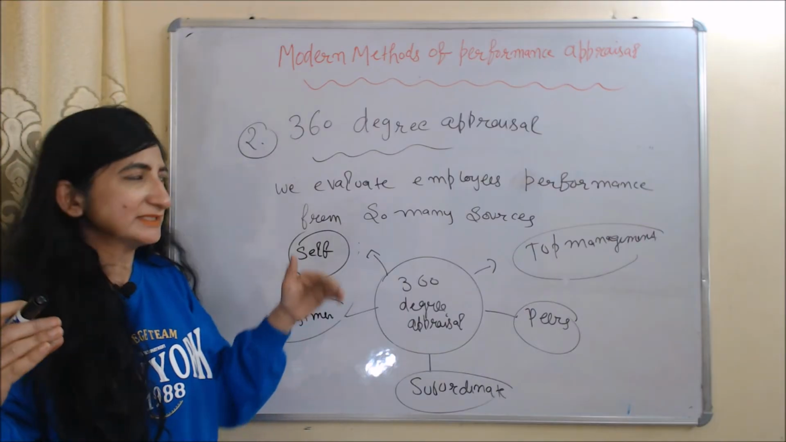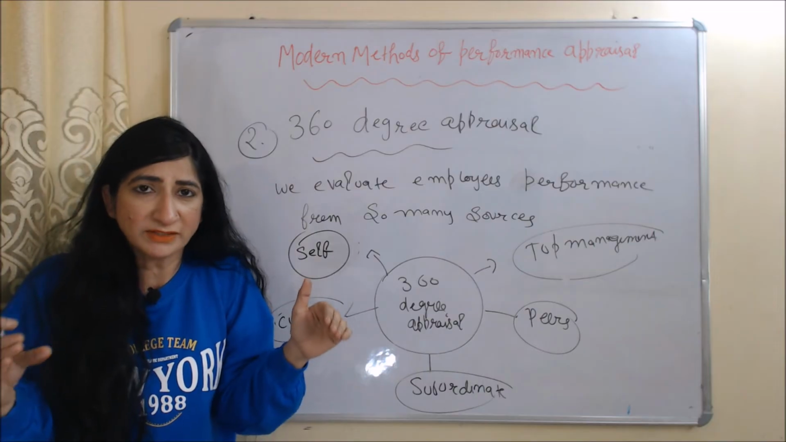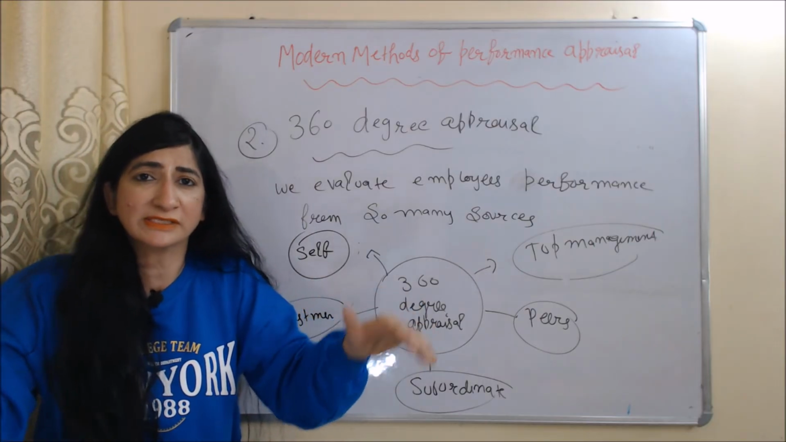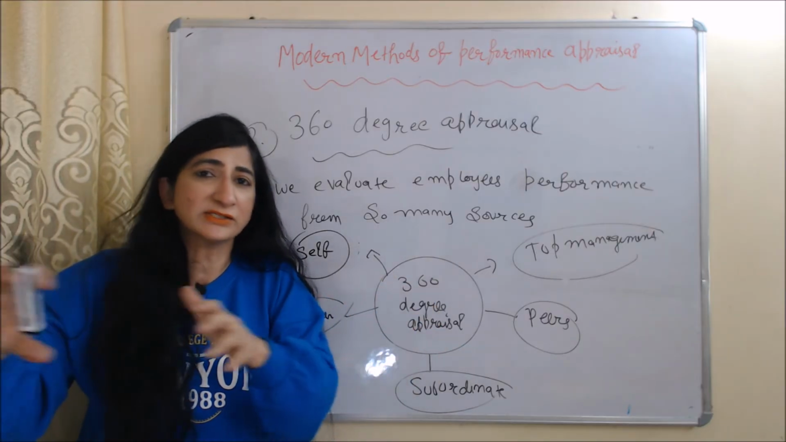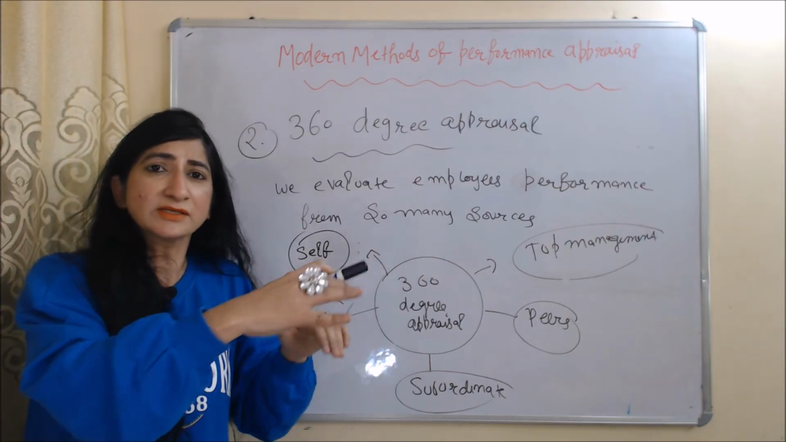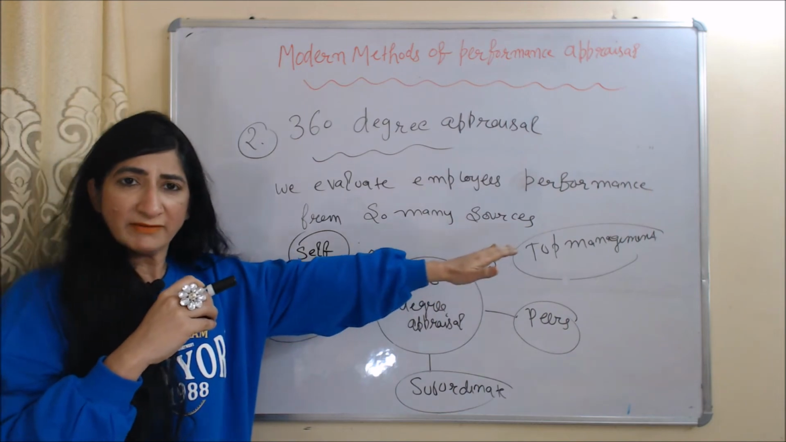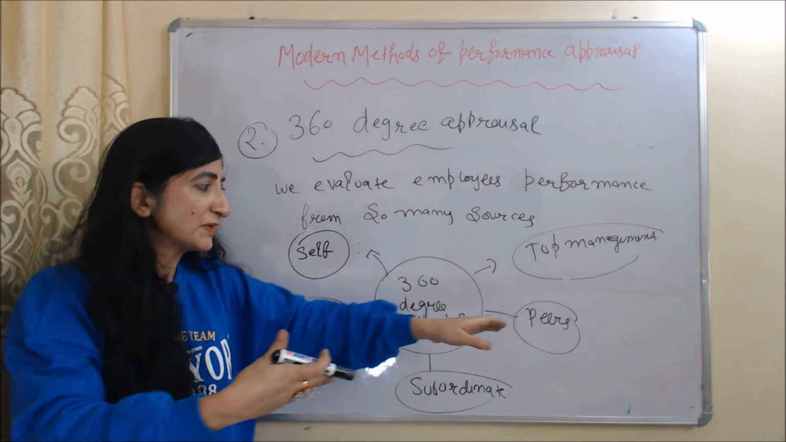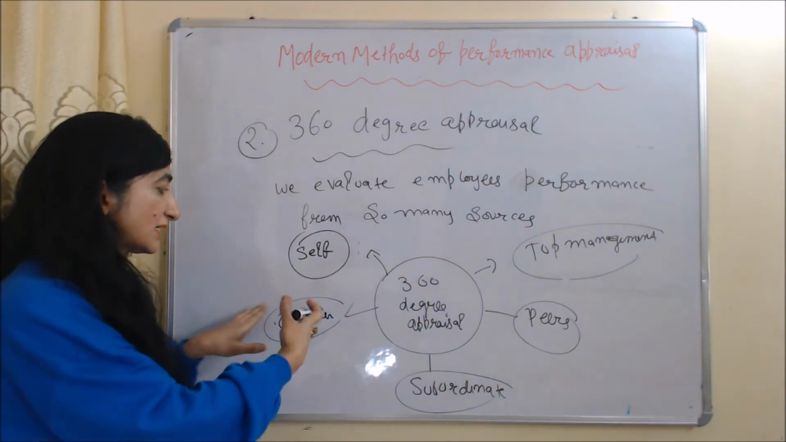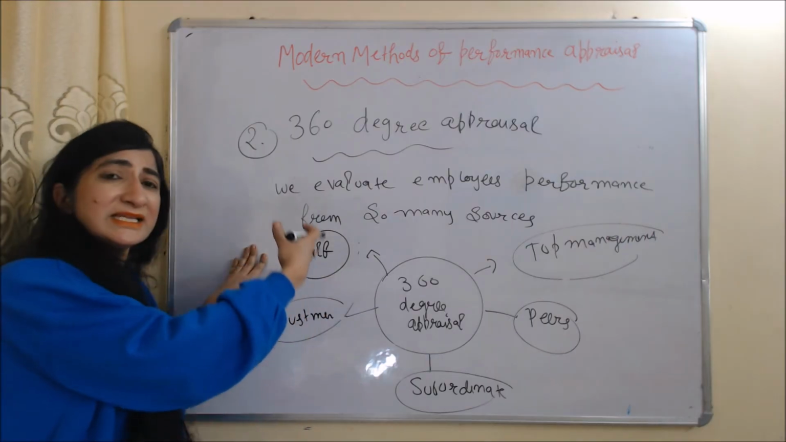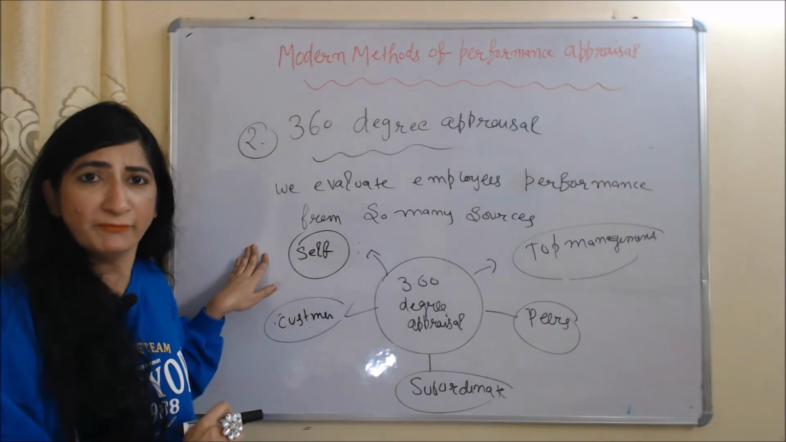Next modern method is 360-degree appraisal. In this method, we evaluate performance of employees from many sources, or we can say that many people evaluate the employee's performance. For example, the top level manager evaluates the employee's performance, their peers evaluate it, their subordinates evaluate it, their customers evaluate it, and even they themselves evaluate their performance. We ask them, what do you think about your performance?